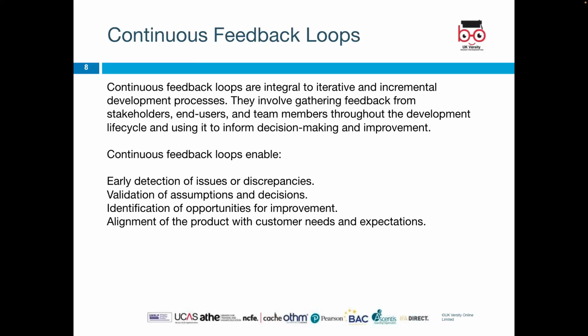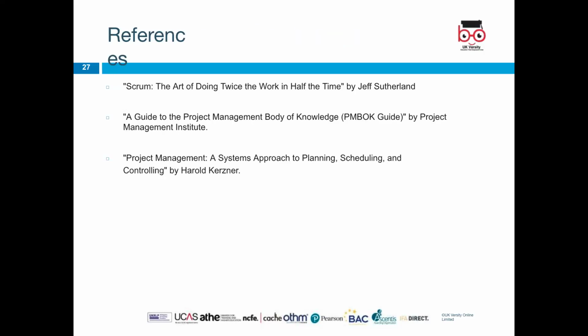Continuous feedback loops. Continuous feedback loops are integral to iterative and incremental development process. They involve gathering feedback from stakeholders, end users, and team members throughout the development lifecycle and using it to inform decision-making and improvement. Continuous feedback loops enable early detection of issues or discrepancies, validation of assumptions and decisions, identification of opportunities for improvement, and alignment of elements of the product with the customer needs and expectations.